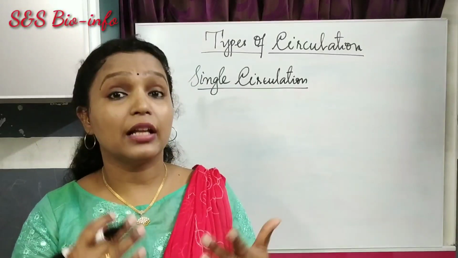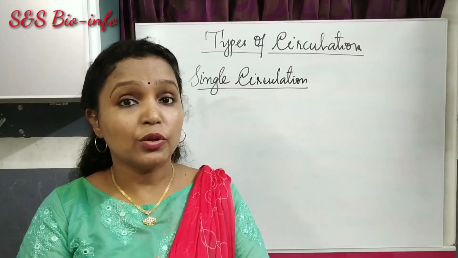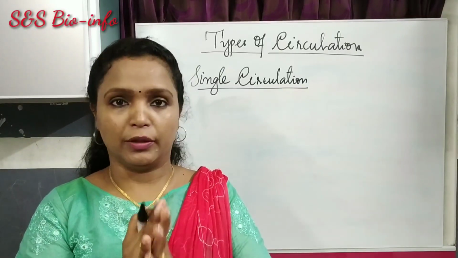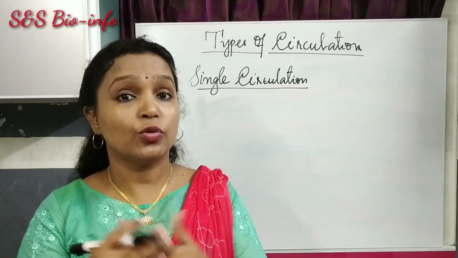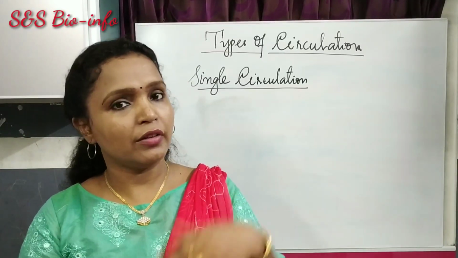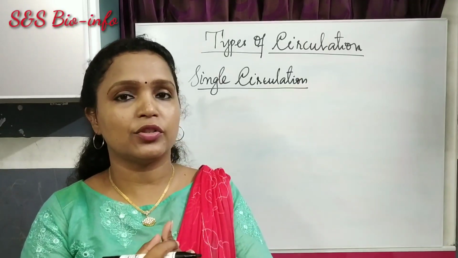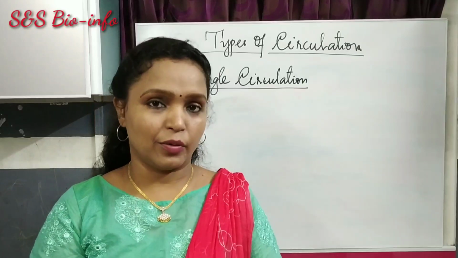We have already learned about the circulatory system of human beings and also the circulatory pathway in human beings. So in human beings, blood enters the heart twice during one complete cycle. That is double circulation. I will come to that type of circulation finally. First of all, let's discuss single circulation.